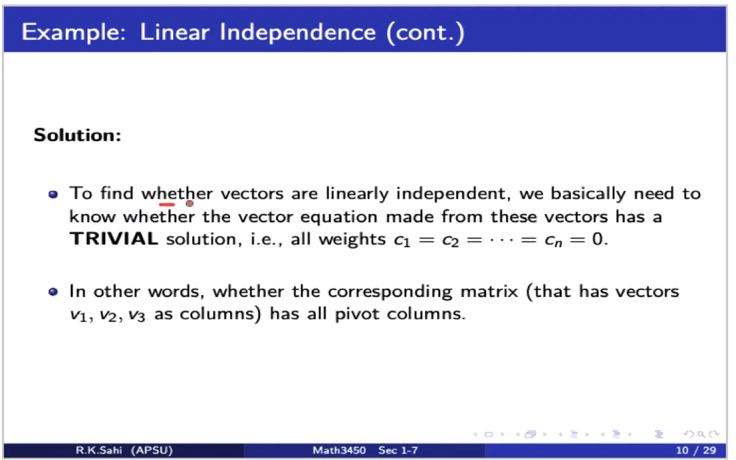Now, to find whether the vectors are linearly independent, basically, we need to know whether the vector equation made from these vectors has a trivial solution. That is, all the weights, c1 equal to c2 equal to c3, because there are only three vectors, is equal to 0. In other words, whether the corresponding matrix that has vectors v1, v2, v3 as columns has all pivot columns. Okay, so let's look at the vector equation.